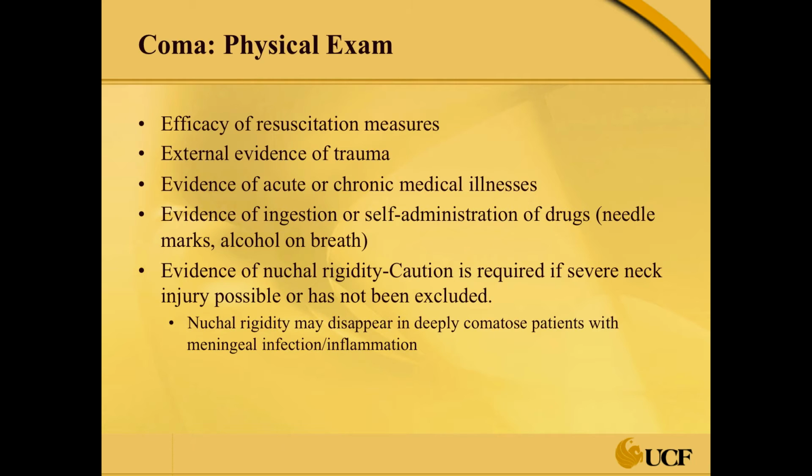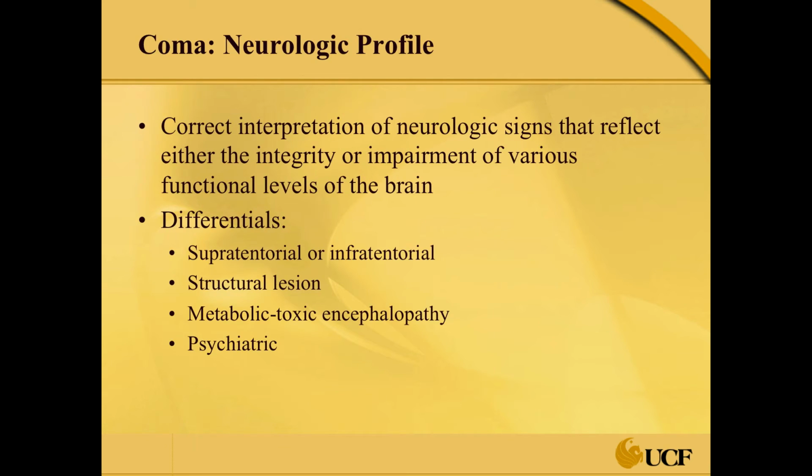Evidence of nuchal rigidity. Caution is required if severe neck injury is possible or hasn't been excluded. And nuchal rigidity may actually disappear if the patient's deeply comatose. That makes sense. So they may have something like a meningeal infection or inflammation or meningitis or encephalitis and not present with that nuchal rigidity that we see, for example, when we conduct a Koenig's reflex or a Brzezinski's reflex, and so those things become unreliable in patients who are comatose.